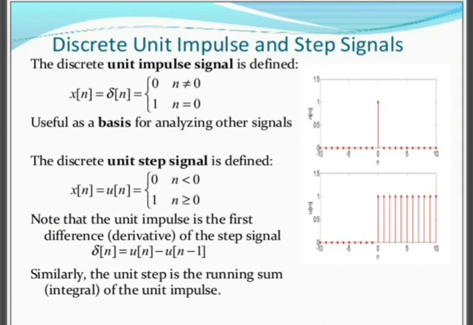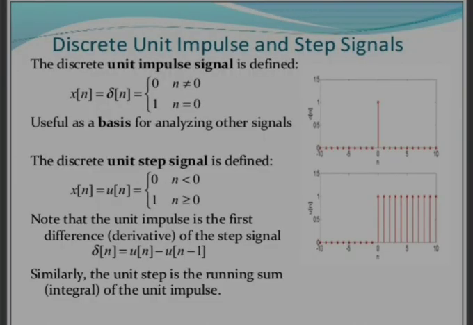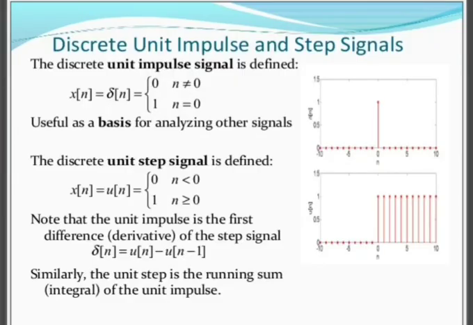Next is the discrete unit impulse and step signals. The discrete unit impulse signal is defined as x[n] equal to delta[n]. This value is 0 for n not equal to 0, and this value is 1 for n equal to 0. Here the diagram for this unit impulse signal is shown.